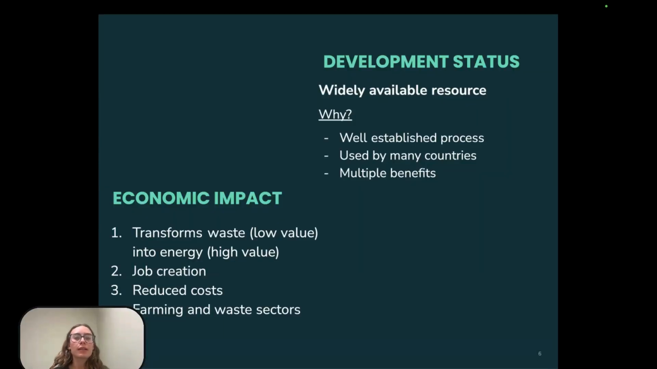The developmental status is very well developed. It's a widely available resource and it has a well-established process. It's used by many countries and it has multiple benefits.